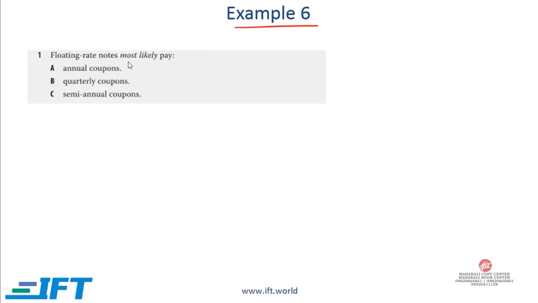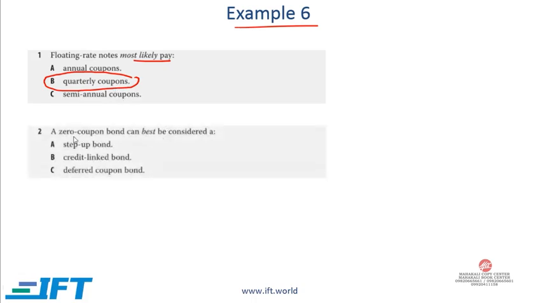Floating rate notes most likely pay annual coupons, quarterly coupons, or semi-annual coupons? This is something that I missed earlier, but it's just a fact that you need to know. Floating rate notes most likely pay quarterly coupons. Next point, a zero coupon bond can best be considered a step-up bond, credit-linked bond, or deferred coupon bond? You can actually think of a zero coupon bond as an extreme case of a deferred coupon bond because all the interest is being received at the end. There is no coupon in between.